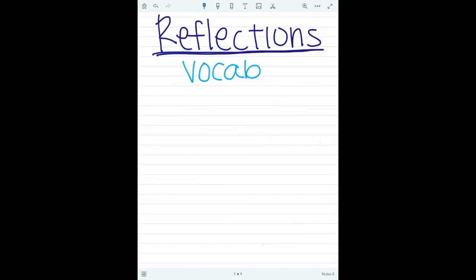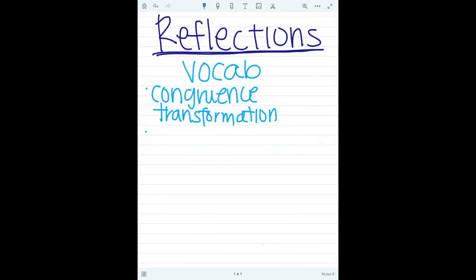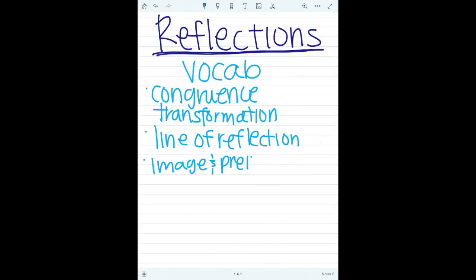There are a couple of other terms when dealing with reflections, such as congruence transformation, which I described previously. Also, line of reflection. This is the line which you reflect a figure across. There also is image and the pre-image. An image is the original figure, and then the pre-image is its prime.